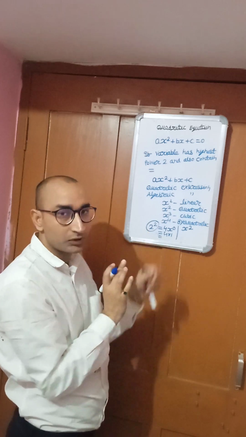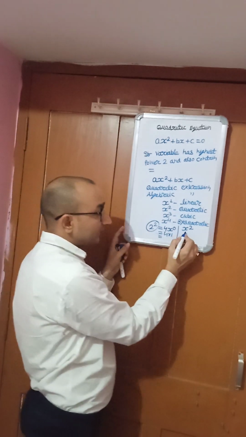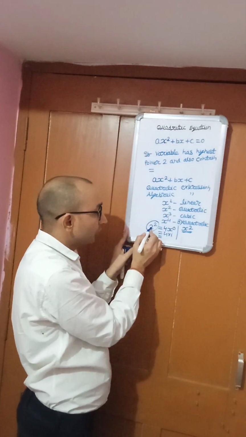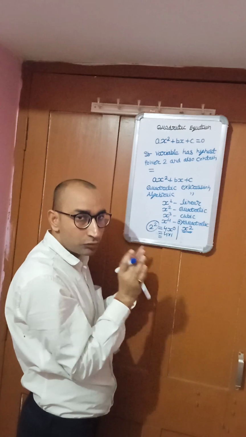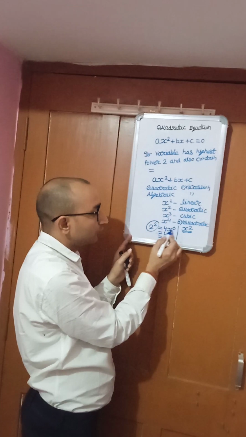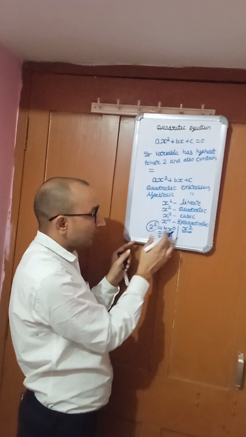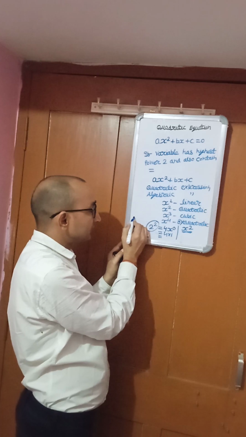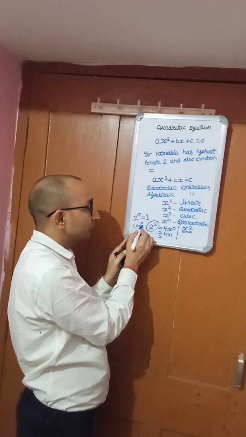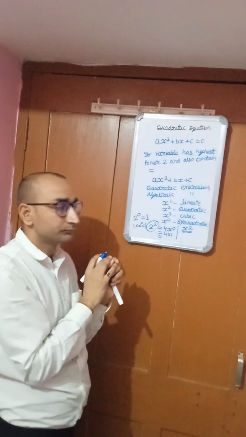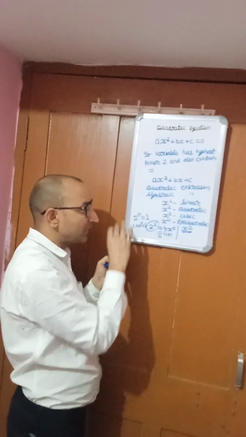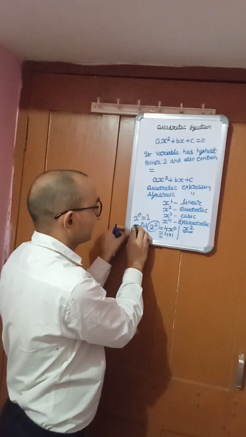It is a very, very important concept. If a variable has highest power 2, then only it is called quadratic. If a constant has highest power 2, it can't be called quadratic. See here, 2 to the 4 and its power is 0, and anything to the power 0, that value is 1. If 100 to the power 0, the value is 1. So this is very important basic knowledge of quadratic equations.